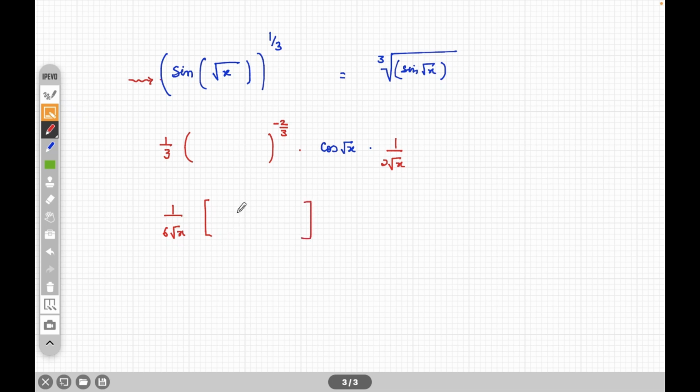Right or not? Clear? If I want to neutralize this negative power, I'll bring it to the denominator, and the power will become 2 by 3, into cosine root x, and I am happy. I don't mind. Clear? Yes, sir.